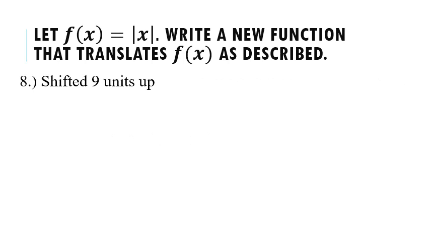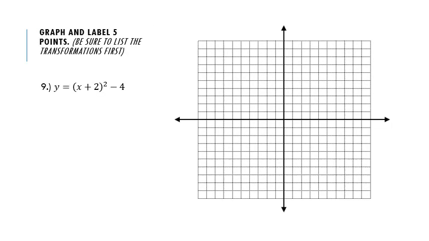Oh, here's an easy one. Shift 9 units up. So up and down is the K that goes on the outside, 9 up. That's easy. All right, so now we're going to graph and list the transformations first.